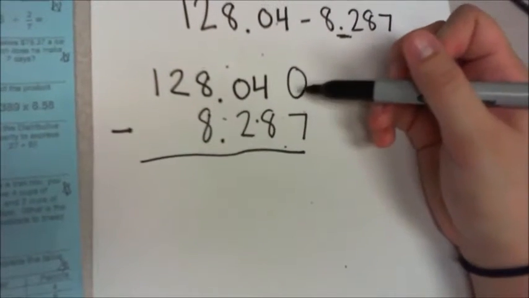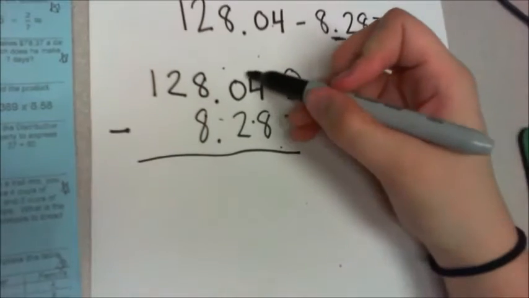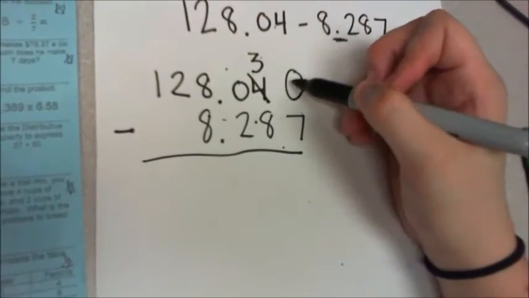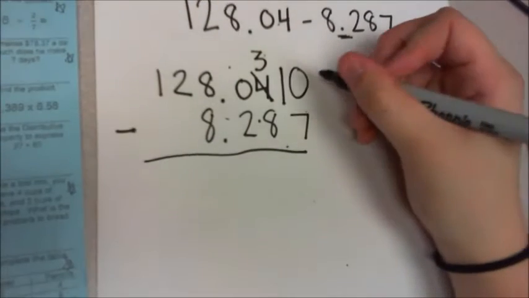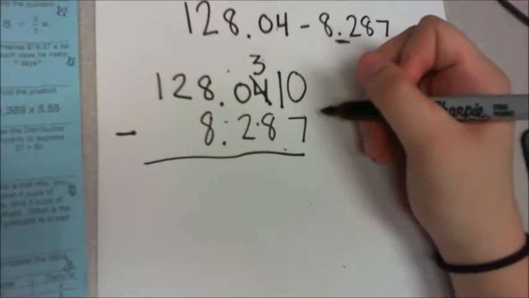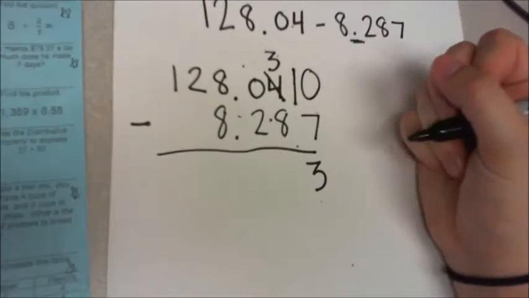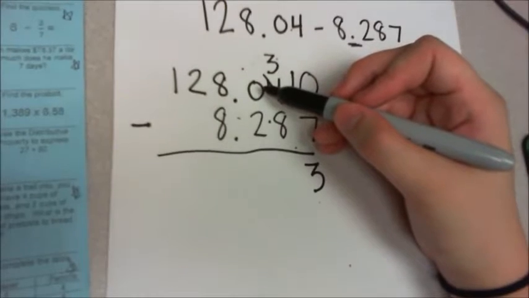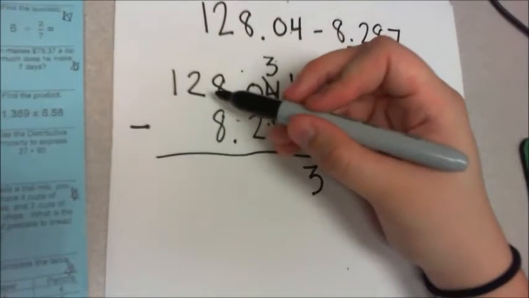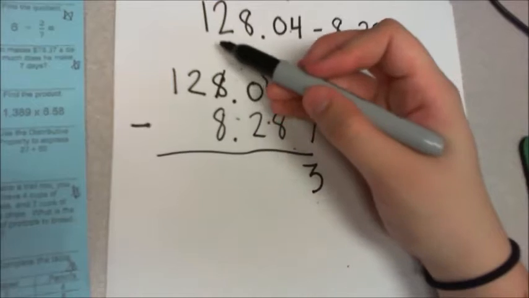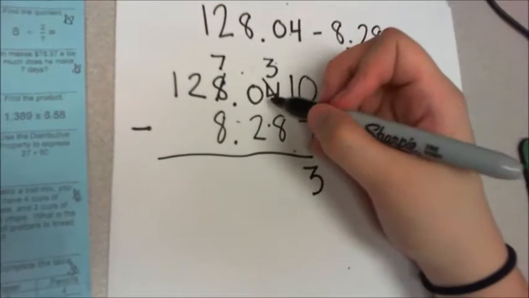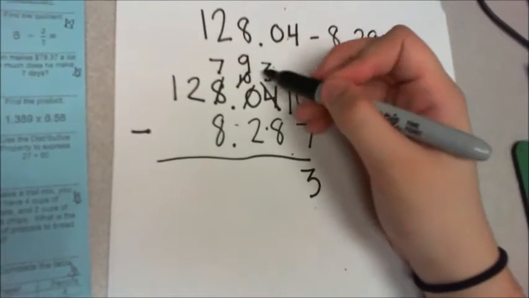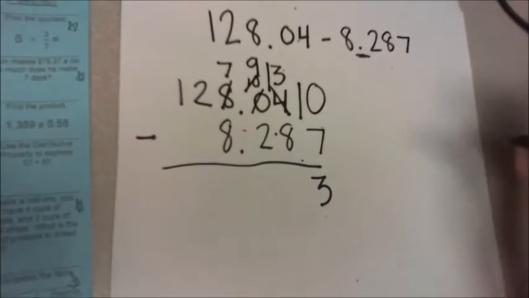You can't take away 7 from 0, so you have to go next door and borrow. The 4 becomes a 3, and the 0 becomes a 10. 10 minus 7 is 3. You can't take 3 away from 8, so you need to borrow. But you can't borrow from a 0, so you need to borrow from the 8. 8 becomes a 7. 0 becomes a 10. 10 becomes a 9, so 3 can become a 13.